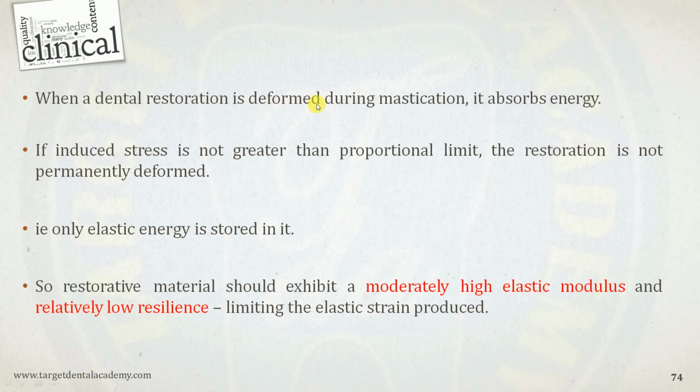When the dental restoration is deformed during mastication, it absorbs energy. If induced stress is not greater than the proportional limit, the restoration is not permanently deformed. If your induced stress is not greater than your proportional limit, your restoration will not get deformed. That is, only elastic energy is stored in it. So the restorative material should exhibit a moderately high elastic modulus and a relatively low resilience, very important, which limits the elastic strain produced. So basically, if your induced stress is not greater than your proportional limit, your restoration will never get deformed.